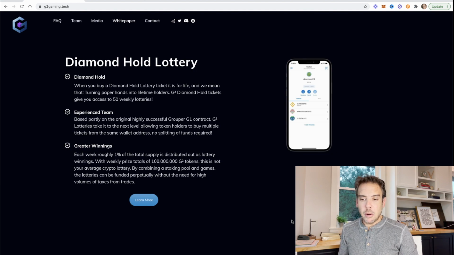Experienced team, based partly on the original highly successful Grouper G1 contract, G2 lotteries take it to the next level, allowing token holders to buy multiple tickets from the same wallet address, no splitting off funds required.